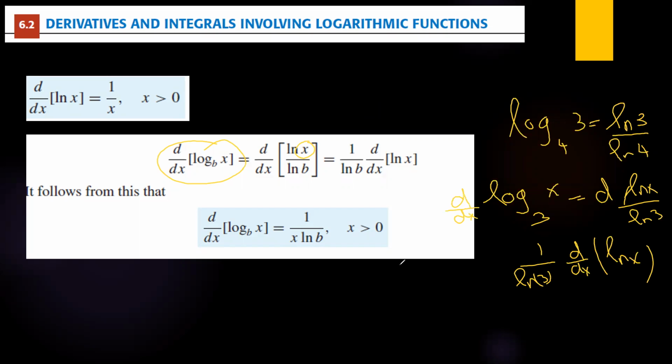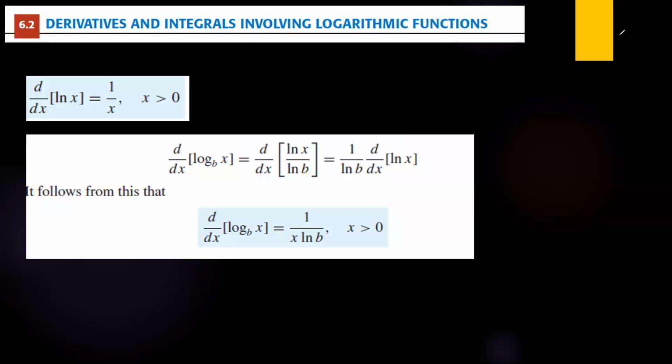Now, what is the derivative of ln of x? It is 1 over x. And here, it is 1 over ln of 3. So our answer will be 1 over x ln of 3. Or the derivative of the logarithm to the base b of x will be 1 over x ln of b. So now we learned that the derivative of ln is 1 over x, and the derivative of logarithm is 1 over x ln b.